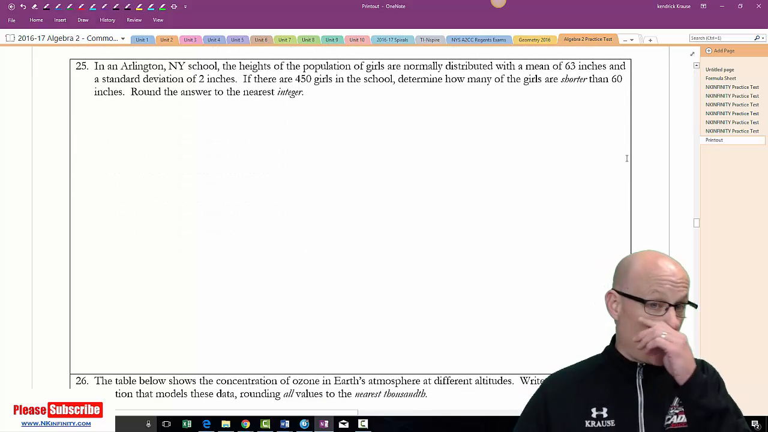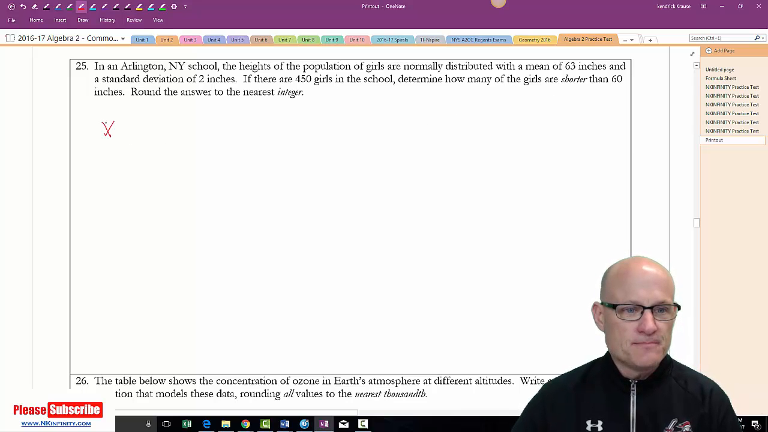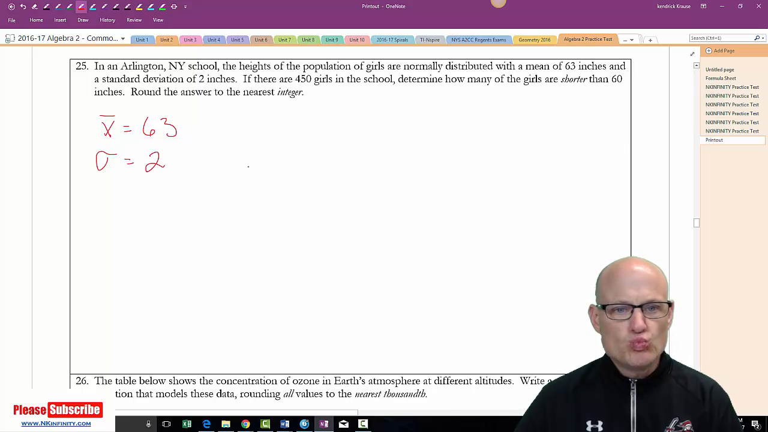In Arlington, New York, the heights of the population of girls are normally distributed with a mean of 63 and a standard deviation of 2. And I have 450 girls. Determine how many girls are shorter than 60.